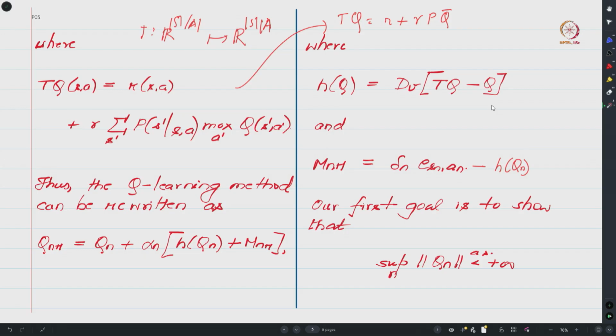So now our goal would be, can you somehow look at the limiting ODE that is associated with the Q learning algorithm and see if we can say something about the behavior of the solution trajectories of this limiting ODE, right. And in today's class what we will do is we will instead focus on an alternative goal, which is to first show that the iterates generated by your Q learning algorithm are almost surely bounded.